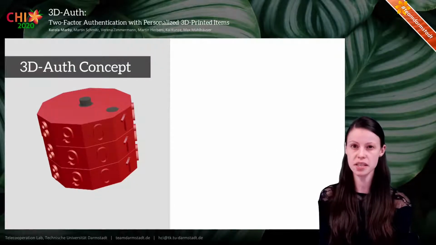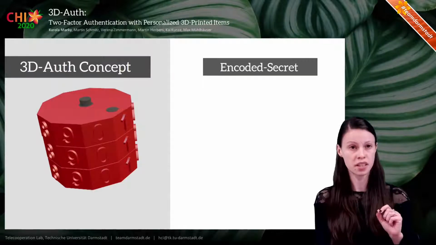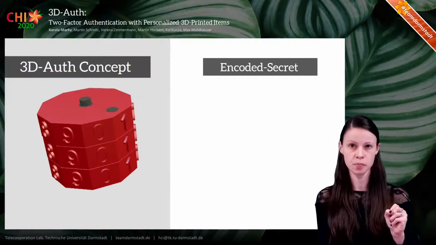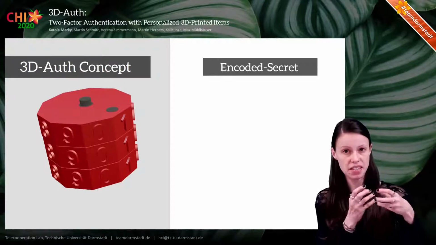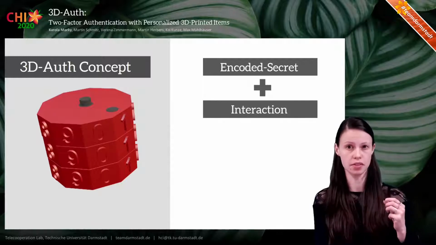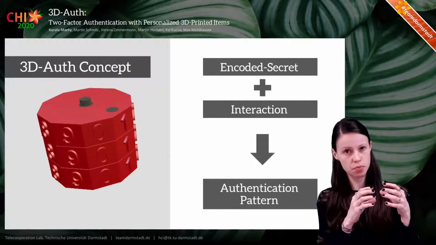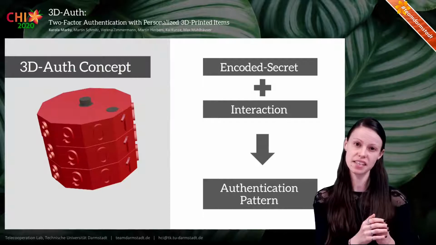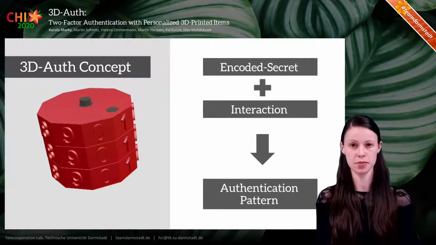First of all, it is based on a secret that is encoded in the item's internal structure. Here you can see this little dot on the top, which is the top of the secret, basically. This represents the factor of ownership. The second factor is added by interacting with the device. That means the user has to know how to interact with the device, and both together activate touch points in the bottom of the 3D-Auth item. Those touch points form an authentication pattern. So let me show you how that works.